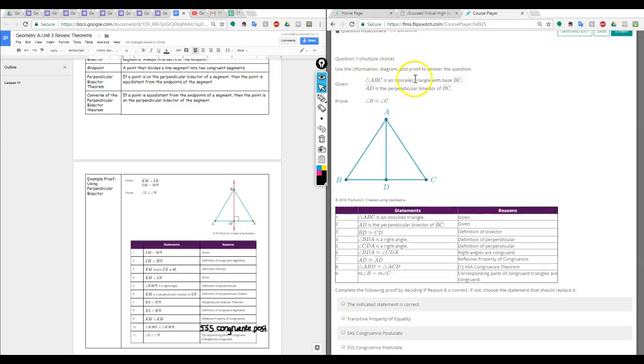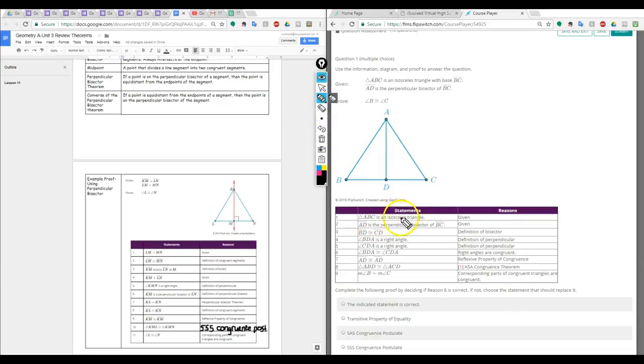Triangle ABC is an isosceles triangle with base BC. Segment AD is the perpendicular bisector of segment BC. Prove that angle B is congruent to angle C. So, complete the following proof by deciding if reason A is correct. If not, choose the statement that should replace it. Okay, let's go through and see what they are using, and see if it's correct.